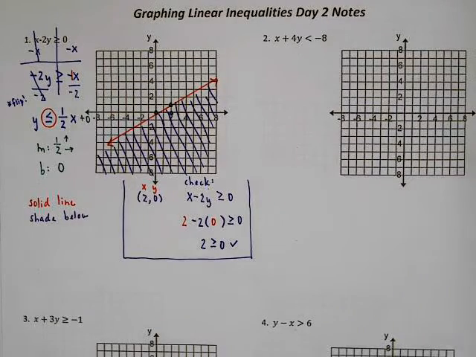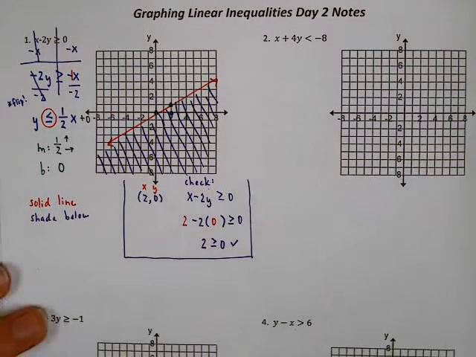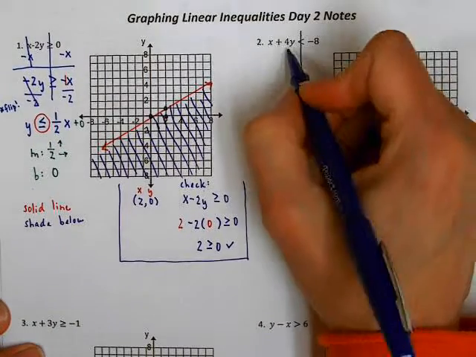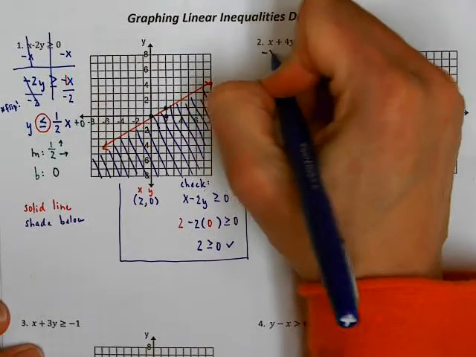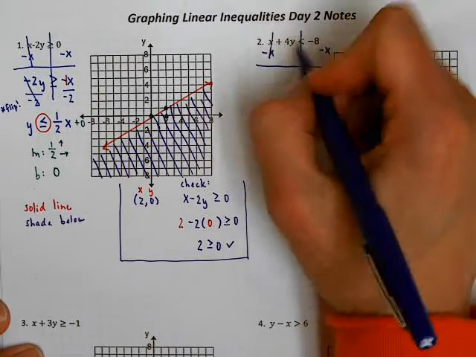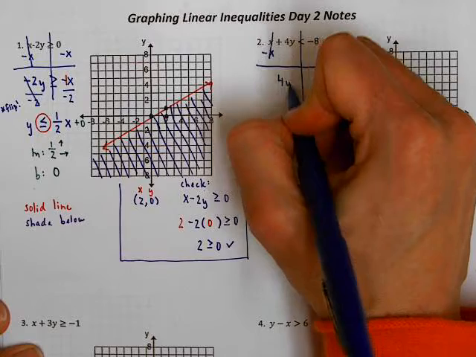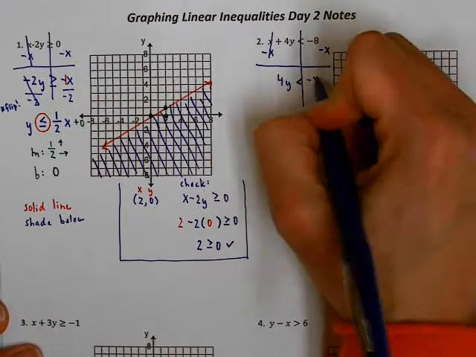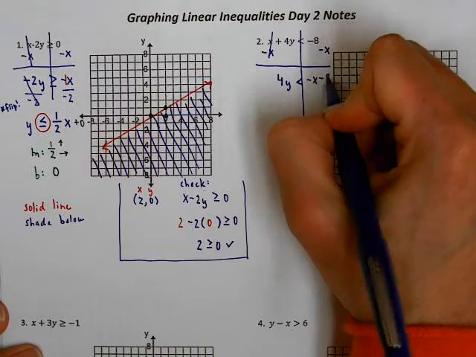All right, we'll work through another one. We'll do number 2. Again, my goal is to get y by itself. So I need to get rid of this x by moving it over. So then I'm going to bring down a 4y. My inequality symbol stays the same. I have a negative x and then a minus 8.